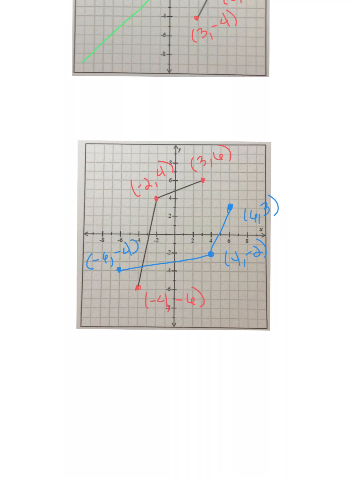To check ourselves, let's think about that y equals x 45-degree line that runs through quadrants 1 and 3. If we folded on that line, would those two graphs line up on top of each other exactly? That's what would happen, so we know that we have sketched our inverse correctly.